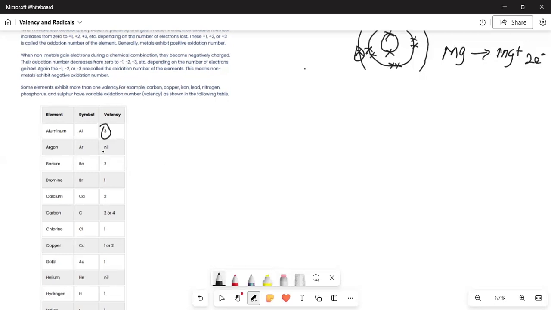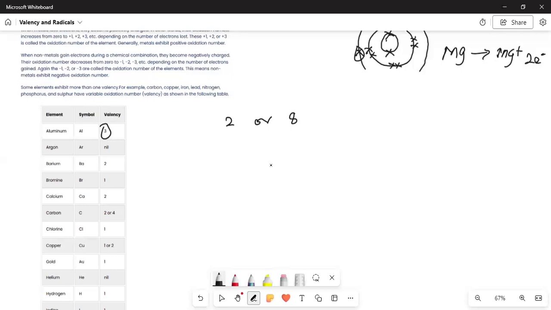Then argon. Argon has no valency, like it has no oxidation number. Why is it so? All the noble gas elements don't have oxidation number because they don't react. Their outer shell is completely filled. Before atoms can react or combine, the outer shell needs electrons or needs to give out electrons. So anything other than 2 electrons or 8 electrons in the outer shell means the atom is unstable.